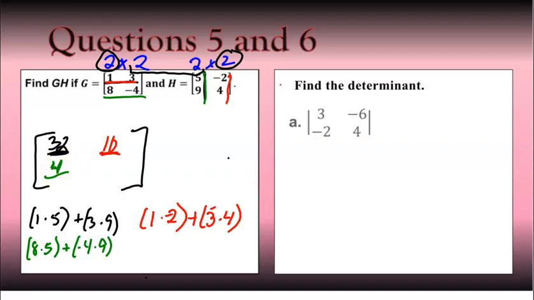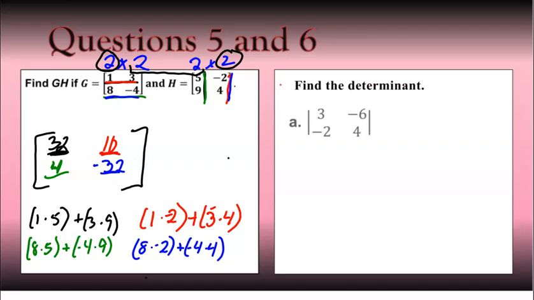And our last one is in row 2, column 2. So for this, I'm going to do 8 times -2 plus -4 times 4. We have -16 plus -16, which is going to give us -32.